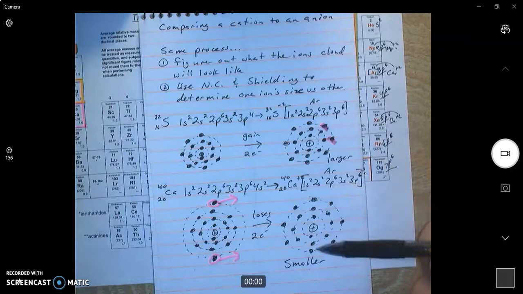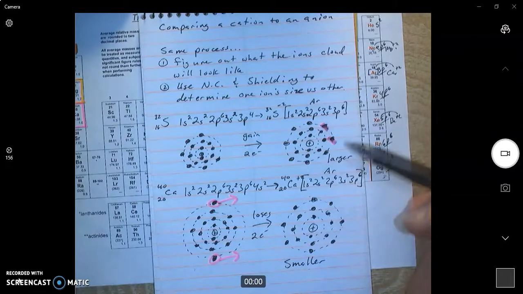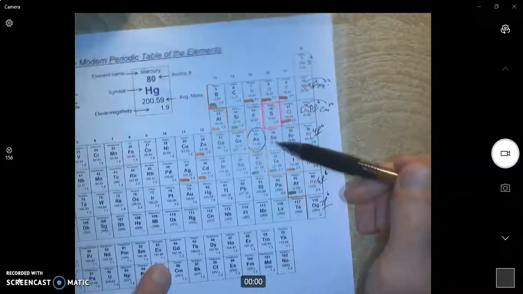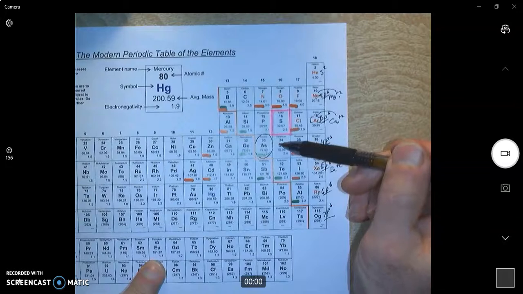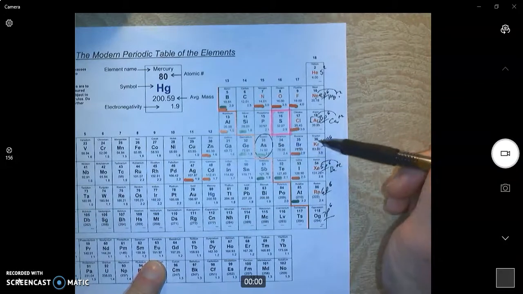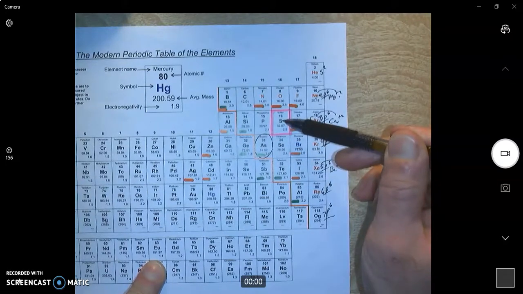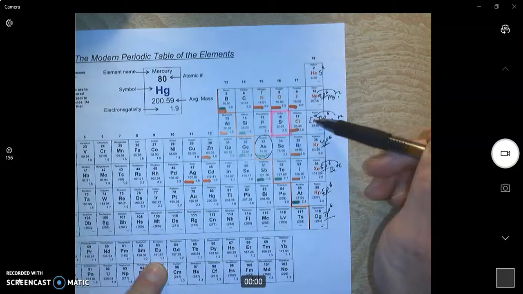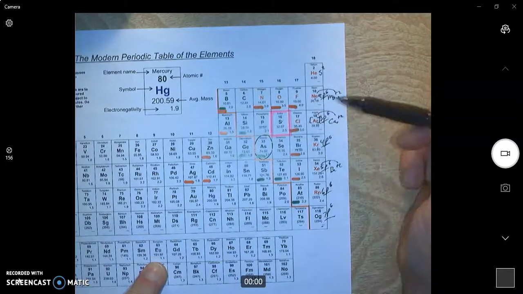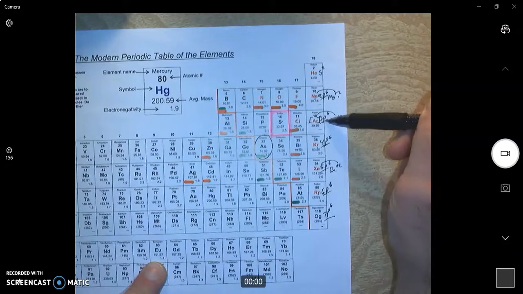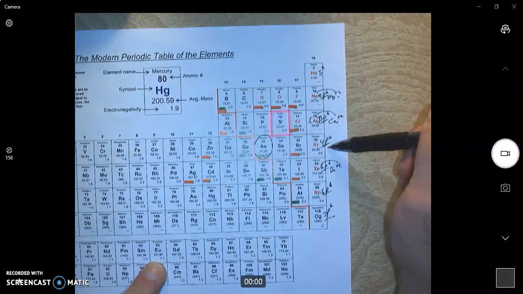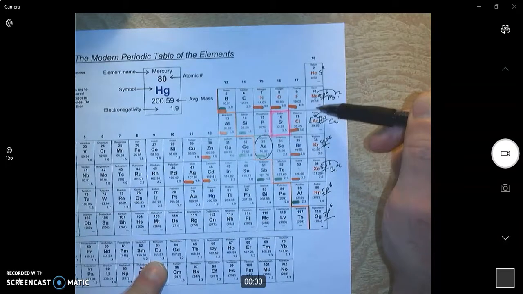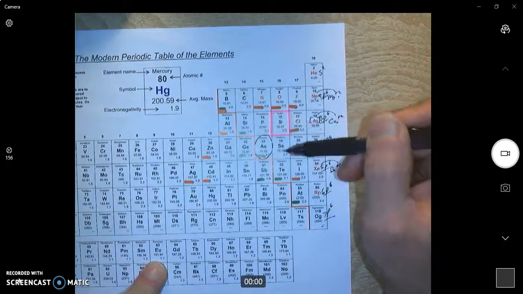Now, let's say instead of sulfur, we did selenium. Well, selenium would gain 2 electrons and take on the cloud of krypton. Sulfur would gain 2 electrons and take on the cloud of argon. So now you're comparing argon's cloud with krypton's cloud. Krypton's cloud has another layer, so it's going to be bigger than argon's cloud. It doesn't matter that the nuclei are different.